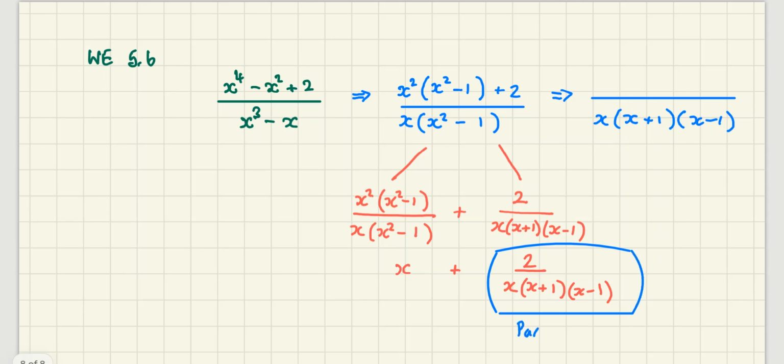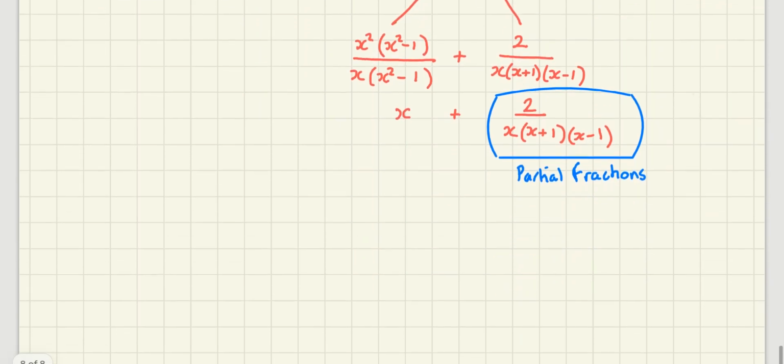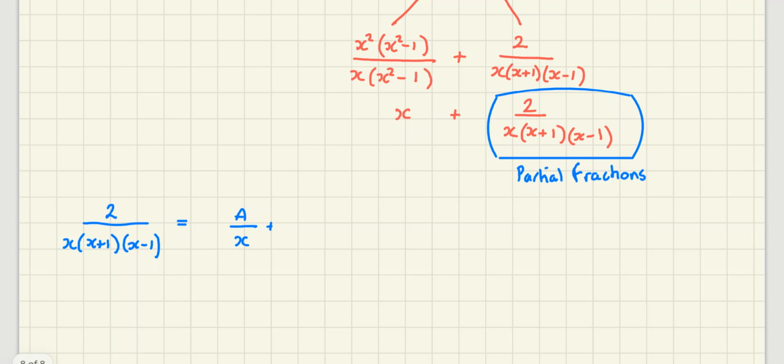So we're now going to use partial fractions on this bit. So don't forget this bit exists. So we're going to go 2 over x times x plus 1 times x minus 1. What's that going to be equivalent to? It's going to be a over x plus b over x plus 1 plus c over x minus 1.